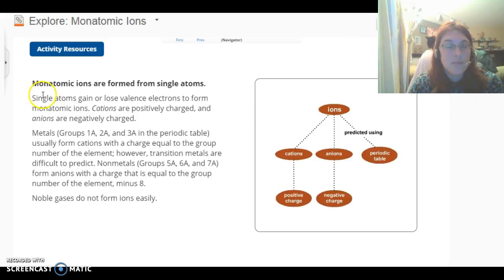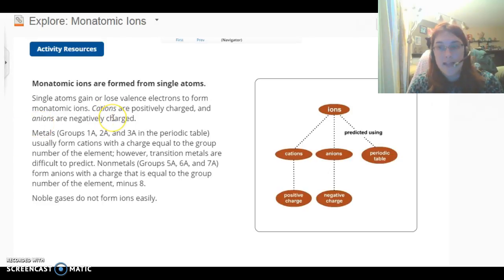Monatomic ion. So what's a monatomic ion? One atom, and it has a charge. Monatomic ions are formed from single atoms. Single atoms gain or lose valence electrons to form monatomic ions. Cations are positively charged, and anions, a negative ion, are negatively charged.